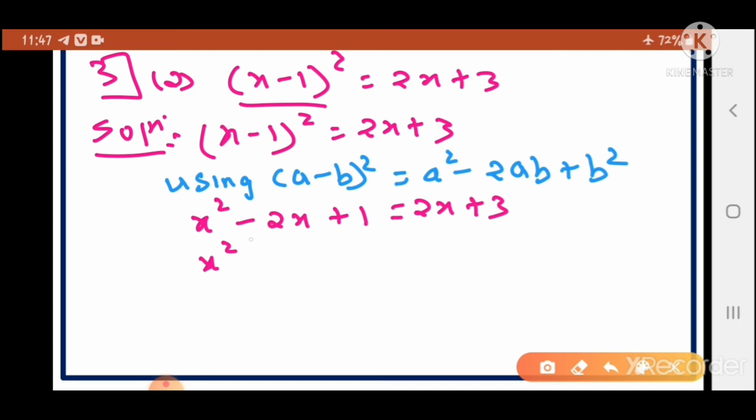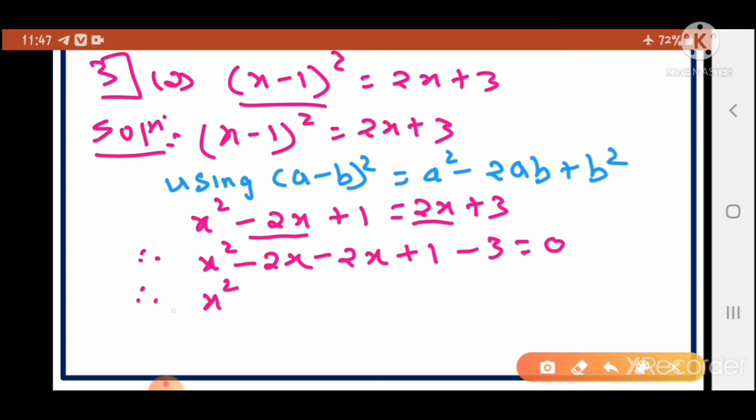No, minus 2x is a term and plus 2x is a term. So if I bring both the terms together, what will happen? Minus 2x and this plus 2x will come here, it becomes minus 2x, right? And plus 1, plus 3 will come here, so it becomes minus 3 equal to 0. So it becomes x square, therefore the sign has to be put. Minus 2x becomes minus 4x, and 3 minus 1 becomes 2, minus 2.